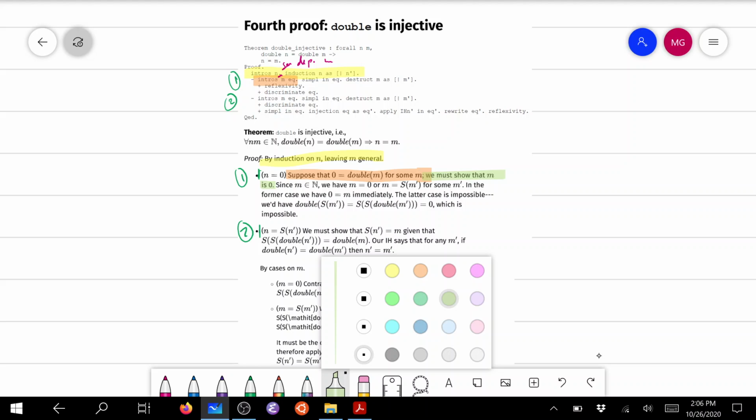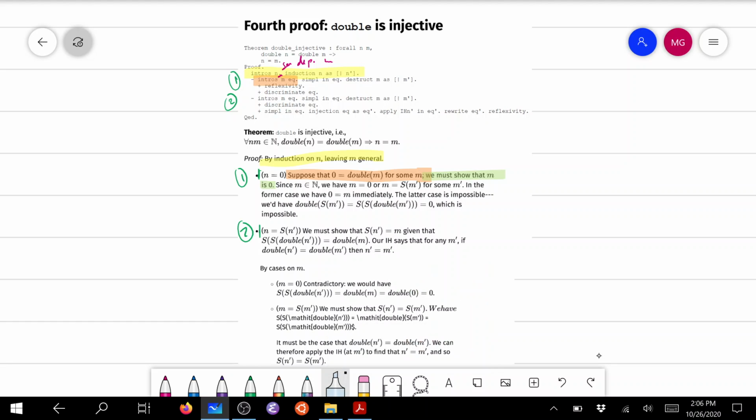Okay, after that, we're going to do some case analysis. So it says, since m is a nat, we have one of these two cases. So that since m is a nat is just a way of reminding people of what kind of variables you're dealing with. I wouldn't say that it's necessarily strictly required.